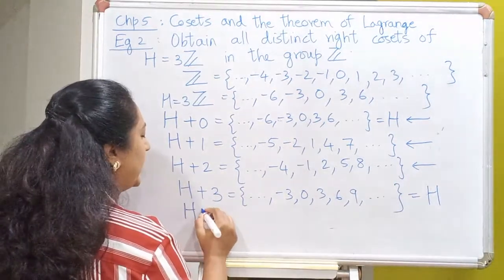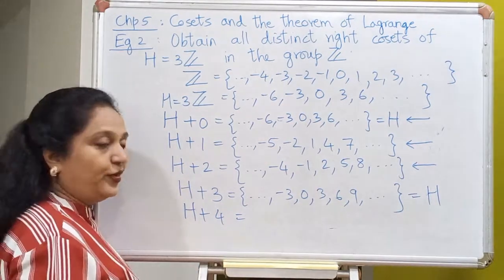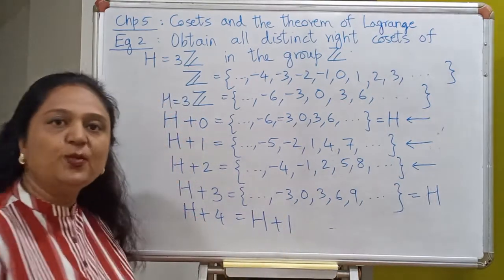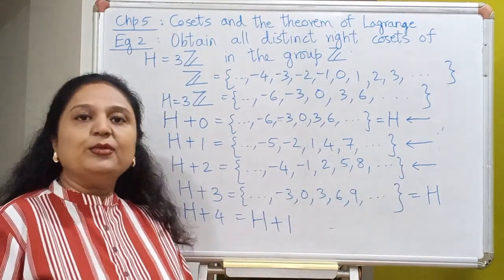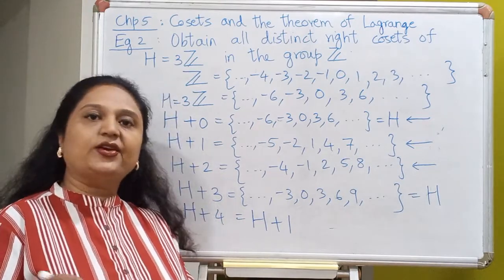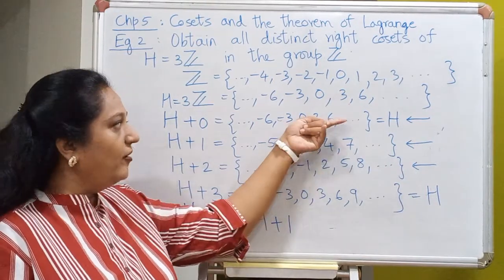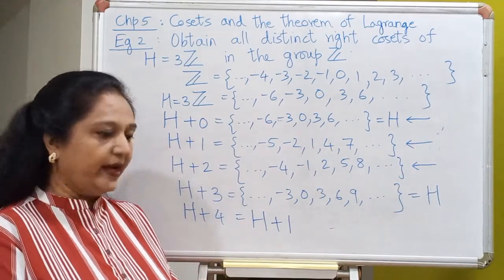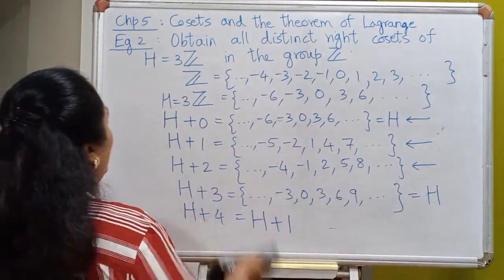And if you decide to continue H plus 4, take some time and write it out if you want, check for yourselves. You will get H plus 4 is the same as H plus 1. That means beyond this stage, the right cosets simply repeat. So I am not going to get any new right cosets. And therefore, if I am interested in just distinct right cosets, then I have got all my distinct right cosets. I have got 3 distinct right cosets of H in Z. And it is this number of distinct cosets which is going to be important for us.